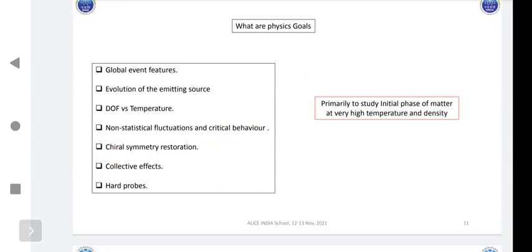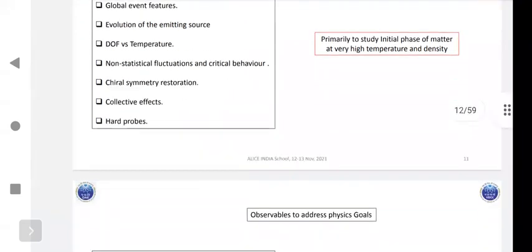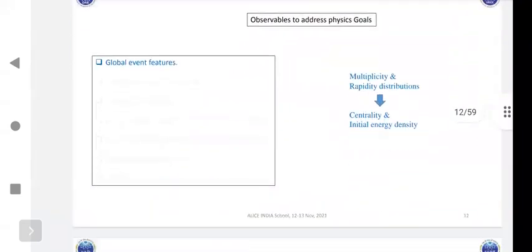Then chiral symmetry restoration, some particle ratios, collective effects from correlation of different particles, and hard probes like jets and so on. These are the main features that are very important, and ALICE is studying and will study them to know more about the initial state of matter. And how will you do it? Just a few more words. Global event features: multiplicity and rapidity distribution. And from there, you can have some idea about centrality and initial energy density.